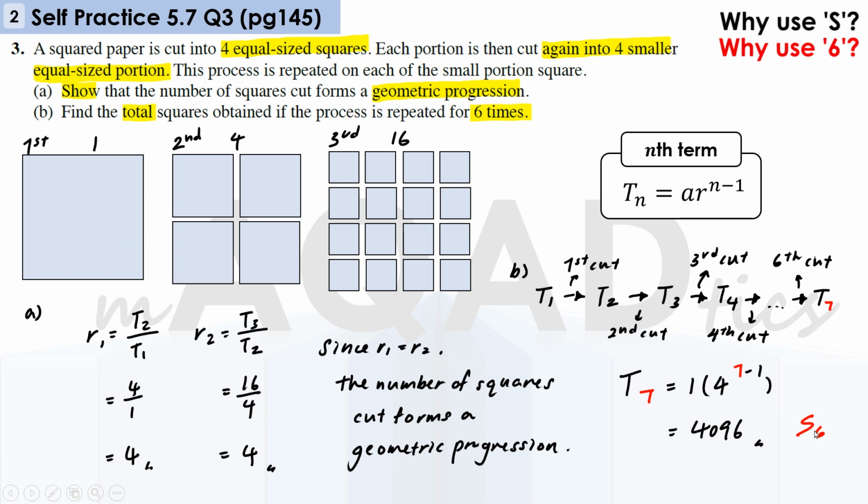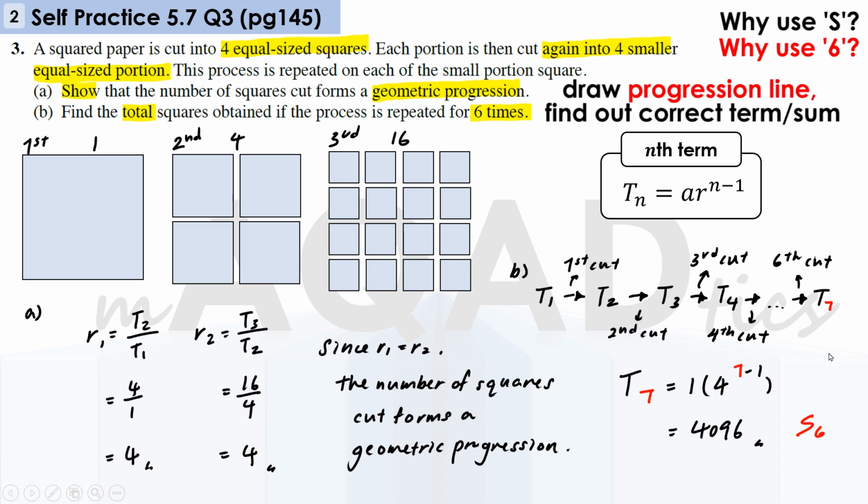And for the 6, I think a lot of students will make this mistake also because they look at the 6 here. If they look at 6, then they think, oh, it should be T6 or S6, which is wrong. So what I suggest is to draw out this progression line to see, after the 6th cut, what would be the correct term or the correct sum. Alright, so this one clearly is 7. So after the 6th cut, we should use 7 instead of 6.